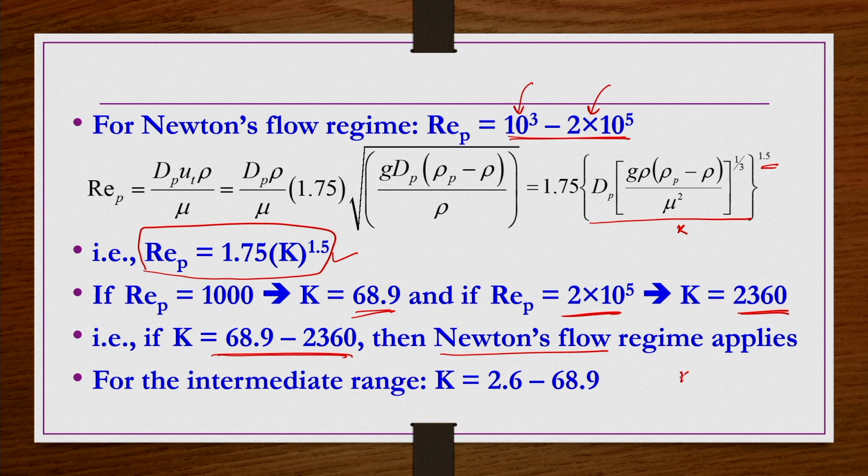So, K less than 2.6 is the Stokes regime, K greater than 68.9 up to 2360 is the Newton's flow regime. Whatever is between 2.6 to 68.9 is an intermediate range where we do not have a generalized expression for the velocity. It has to be calculated using the CD value.